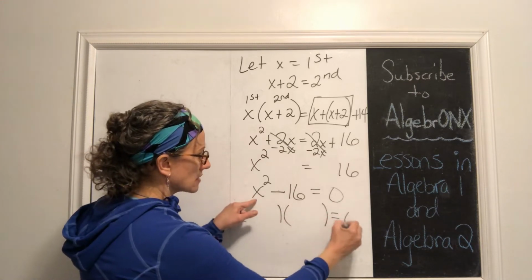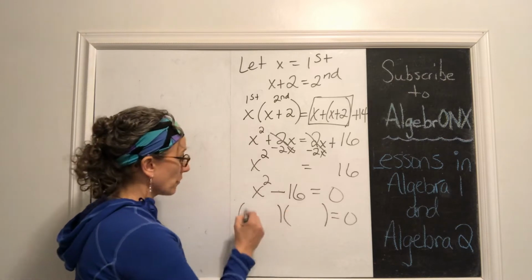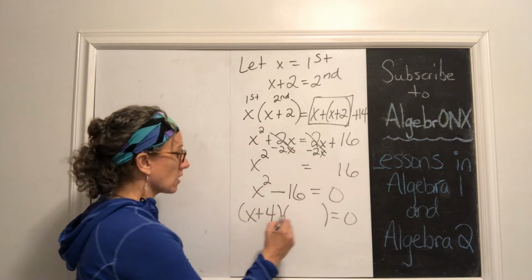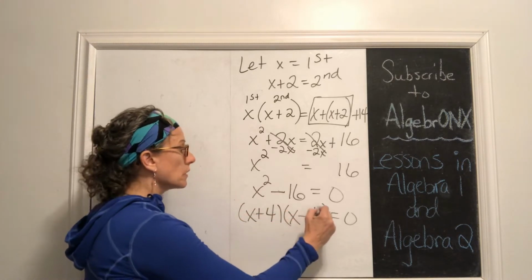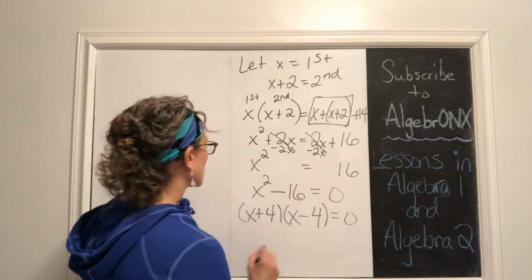You should all recognize this. This is the difference between two perfect squares, which factors into conjugate pairs. Difference between two perfect squares factors into conjugate pairs. We can make a little song out of it.